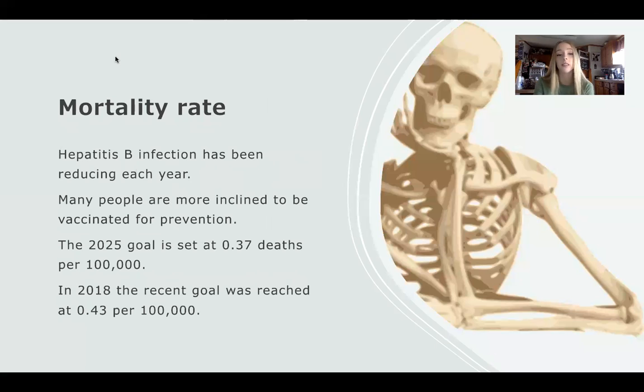Now, your mortality rate, it's been reducing each year. Now that we have the vaccine and people are more aware of getting it, you don't have to worry about so much of a mortality rate. And the 2025 goal is currently set as 0.37 deaths per 100,000. And in 2018, they did reach the goal that was previously set at 0.43 per 100,000. So this virus, it's going down with more awareness and reaching out to countries that can get them the vaccine.